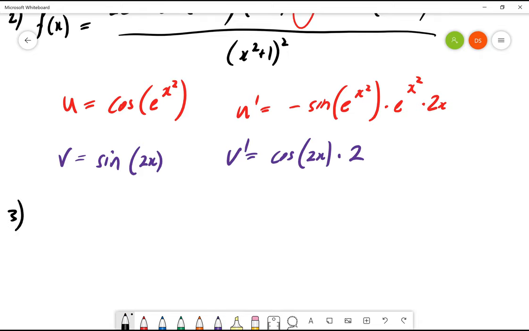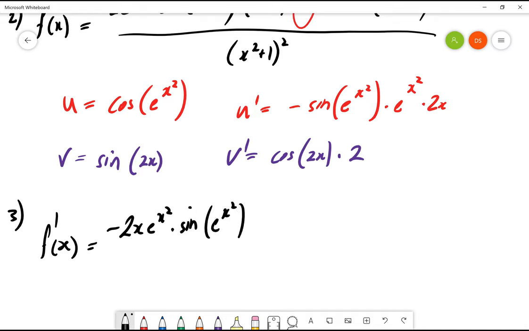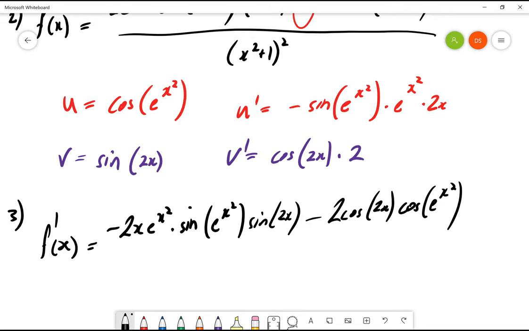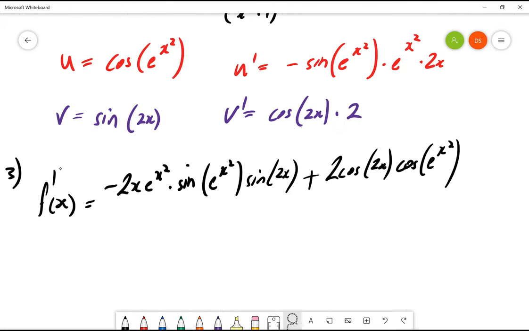Okay, and then question 3 is F dashed of x is U dashed. I'm going to just write it as negative 2x e to the x squared times sine of e to the x squared times the first, which is sine of 2x. So U dashed times V minus V dashed, which is 2 cosine x, times U, which is cosine of e to the x squared, all over, we're still doing question 3, so that's plus. Okay, so that's not quotient rule just yet, so I apologize for that.